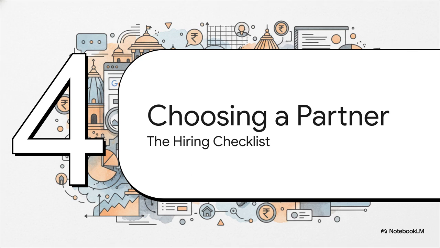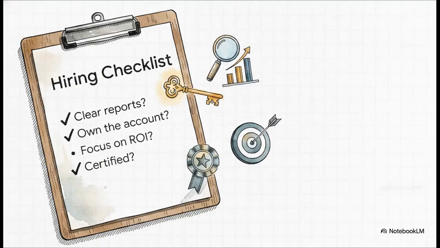Moving on to Section 4, choosing your agency partner. Here is your ultimate hiring framework. Seriously, when you are vetting potential partners, literally take this hiring checklist with you. You need to ask them these specific questions. Ask, do they provide transparent reporting? Will I own my ad account?